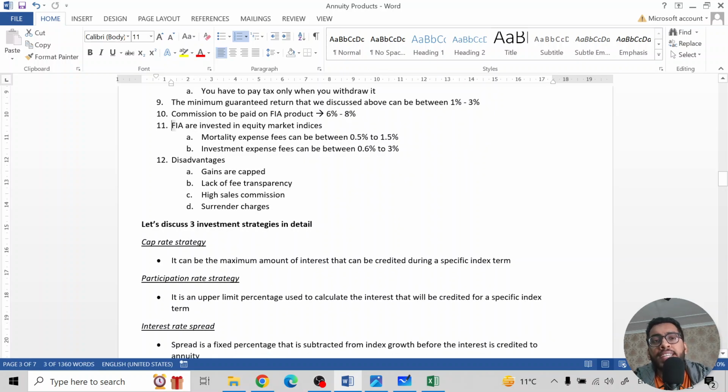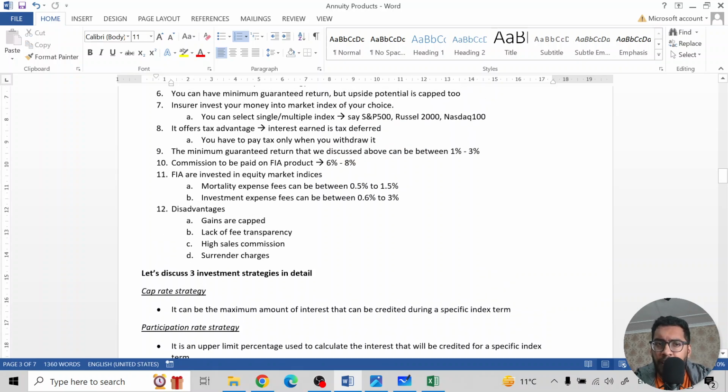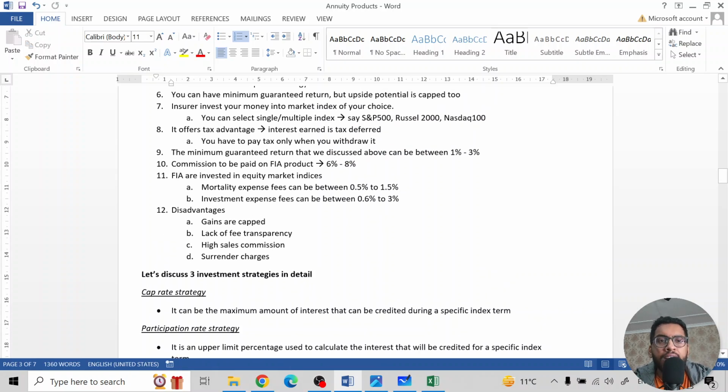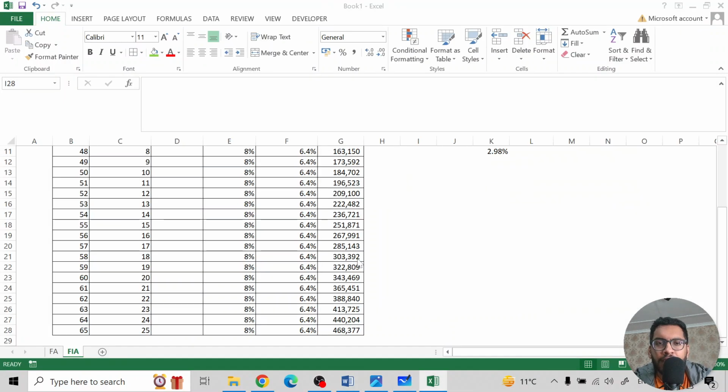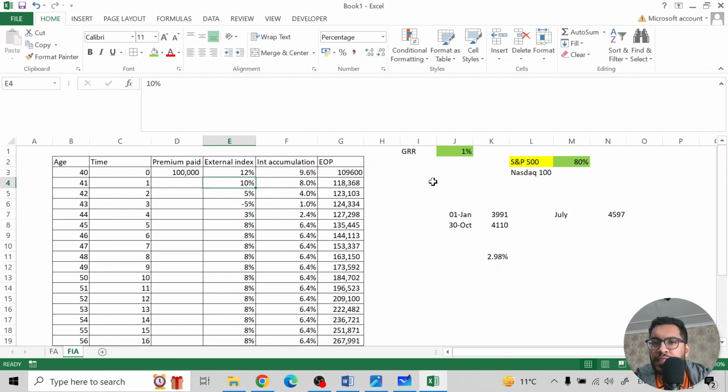Next is the fixed index annuity, where they are going to invest your money in an equity market index, as we discussed over there. The mortality expense fees can be between 0.5% to 1.5%. The investment expense fees can be between 0.6% to 3%. What we are trying to say is that the insurer is going to provide you with this index facility. So there will be the fund management charge, the investment management charge that will be incurred, right?